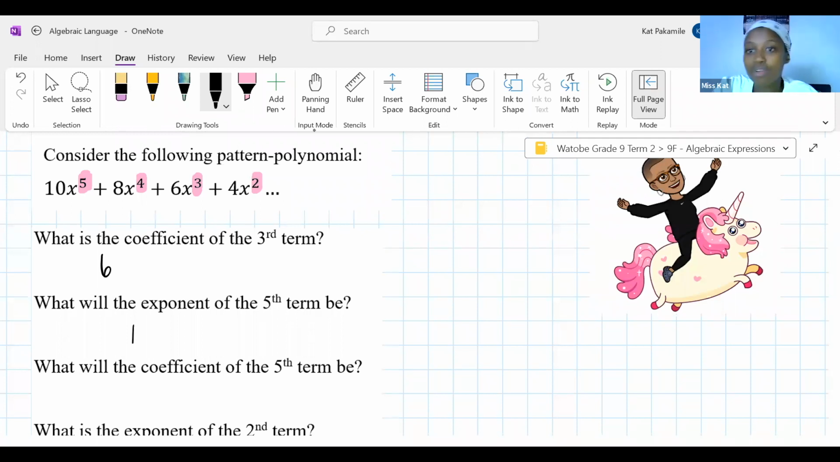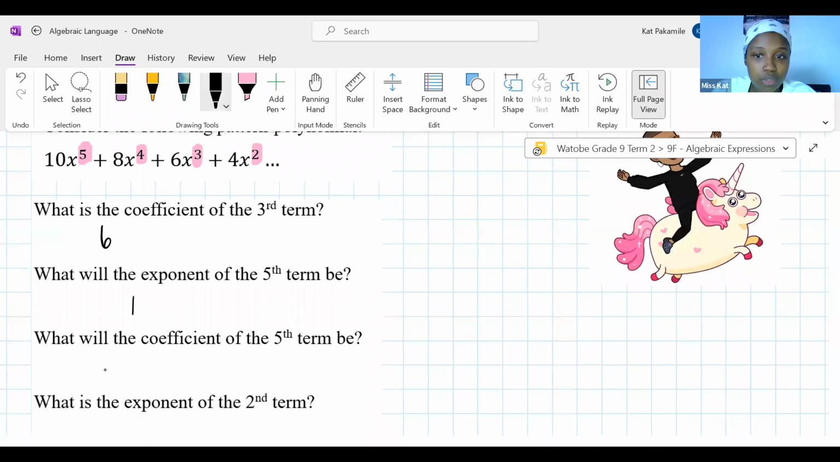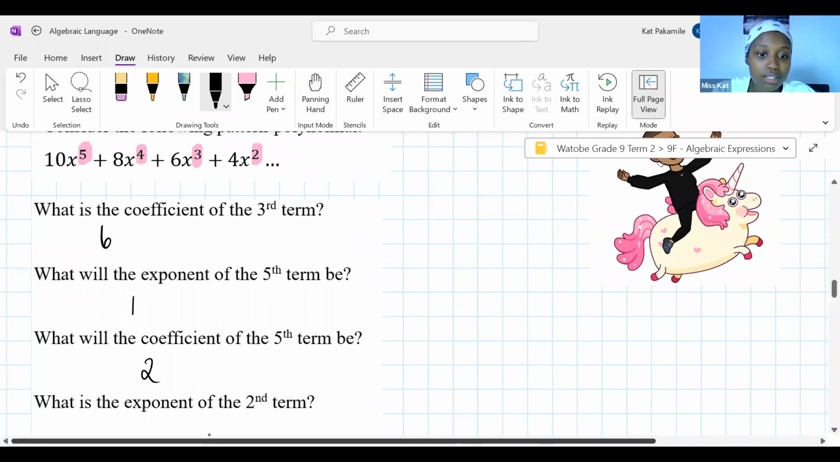And while I still have you here, Oratile, what would the coefficient be of the fifth term? Ma'am, it'd be 2, ma'am. It will be 2 because we're going down in twos. Beautiful. And then just finish us off and tell us what the exponent of the second term is. It is 4, ma'am. Thank you very much, Oratile. No problem, ma'am. Thank you.